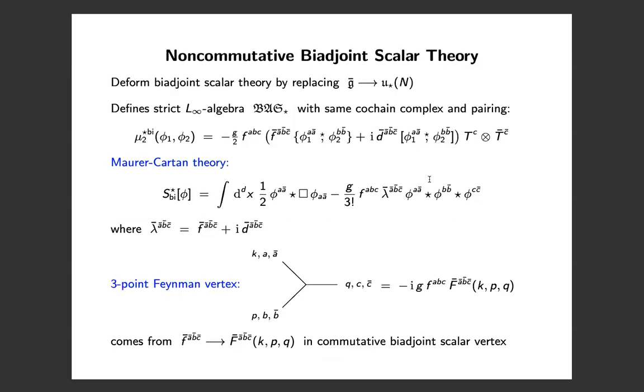Okay, so now we'll deform this. I'm going to look at a theory now that'll come back towards the end of the talk mostly. But I want to illustrate now how we're going to solve this kind of issue with color-kinematics duality. So I'm going to define something I call the non-commutative biadjoint scalar theory.